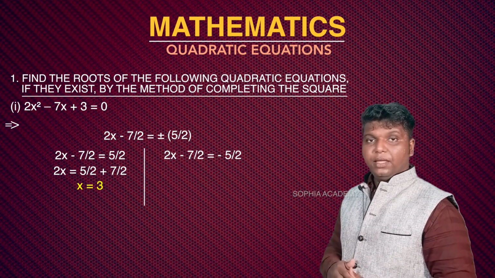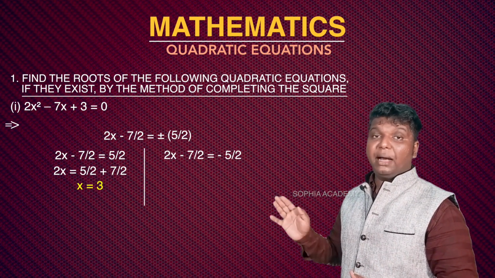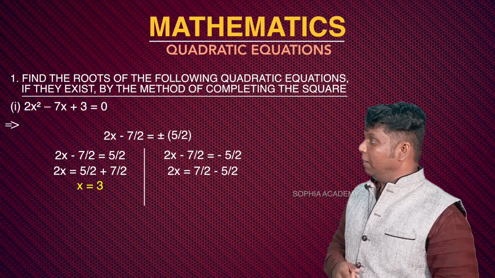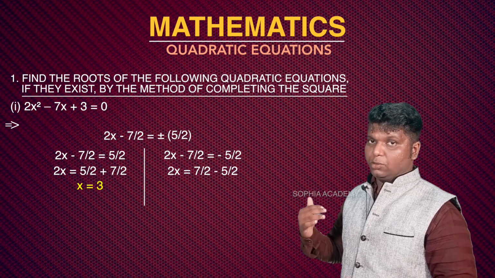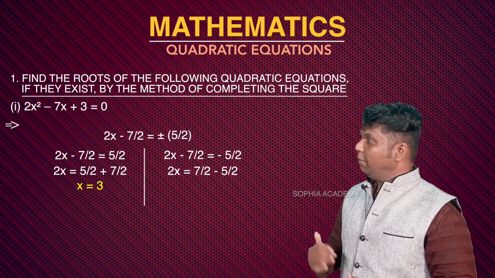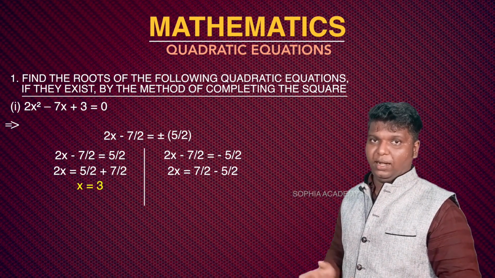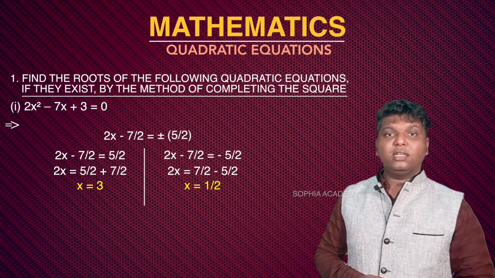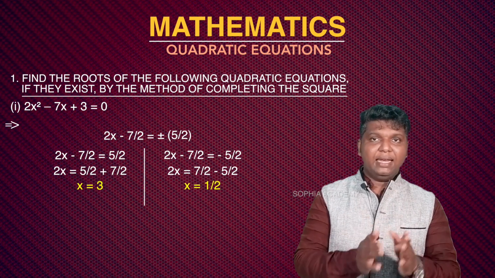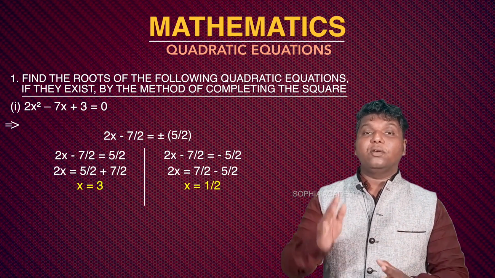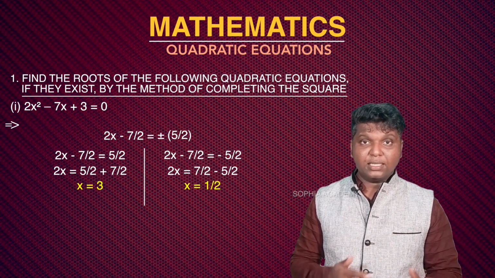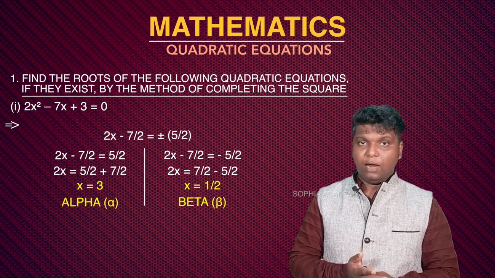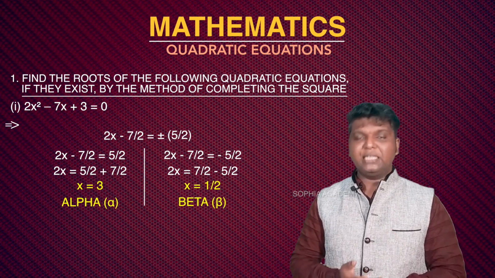What about the next part? It is 2x − 7/2 is equal to −5/2. Simplifying that, 2x is equal to 7/2 − 5/2, because it was minus 7/2. When we brought it to this side, it became plus 7/2, right? 7/2 − 5/2, that means it is 2/2, it is 1. So you will get 2x is equal to 1, that means x is equal to 1/2. So you got the values x is equal to 1/2 and x is equal to 3. These two are the roots of the given equation, and these roots are also mentioned as alpha and beta. The first root can be mentioned as alpha, and the second root can be mentioned as beta also.